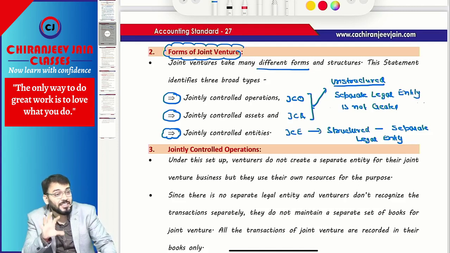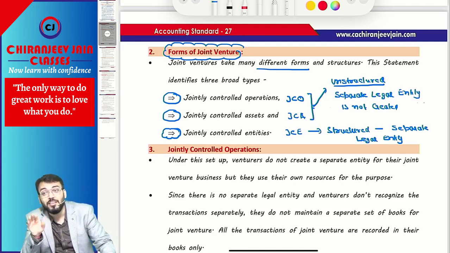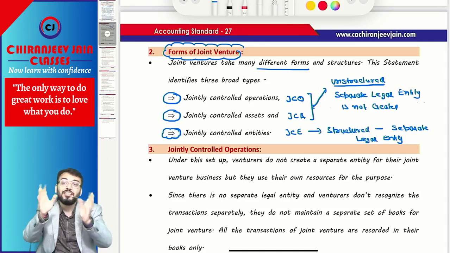Correct. So can I say in this way we created a jointly controlled operation. So it means a separate entity is not required. So whenever there is no separate entity, it cannot be a JCE. So jointly controlled entity means what? A separate entity is created.